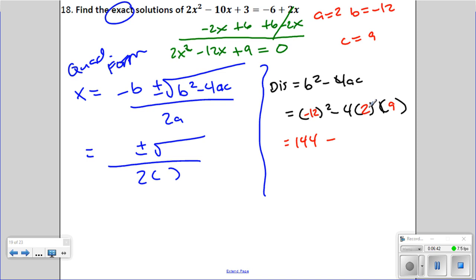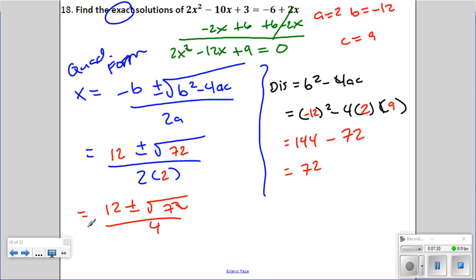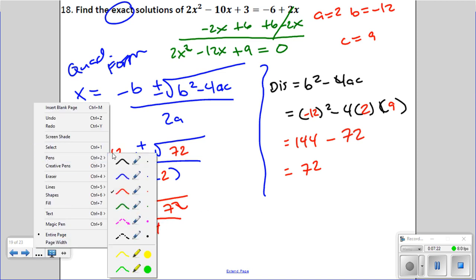4 times 2 is 8. 8 times 9 is 72. 144 minus 72, I believe, is 72. Yes. So that goes back under the house. Opposite of b goes outside in front of the plus minus, so that's going to be a positive 12. And again, a is 2. So now we have 12 plus or minus the square root of 72 all over 4.